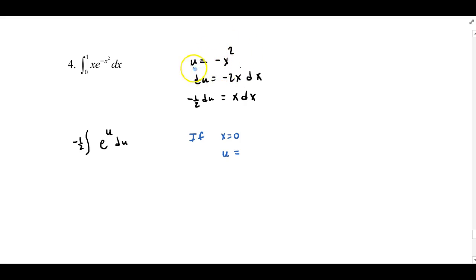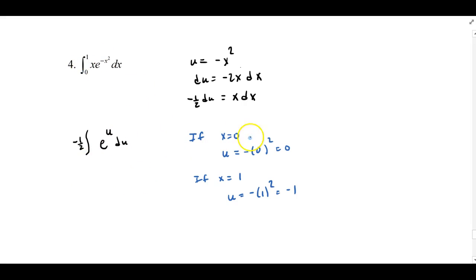If u is equal to negative x squared, so if x is equal to 0, we just substitute 0 in for x here, and so we get negative of 0 squared, which is 0. If x is equal to 1 for the upper limit, then u is going to be negative of 1 squared, so that's going to be negative 1. Okay, so now we can replace those limits.